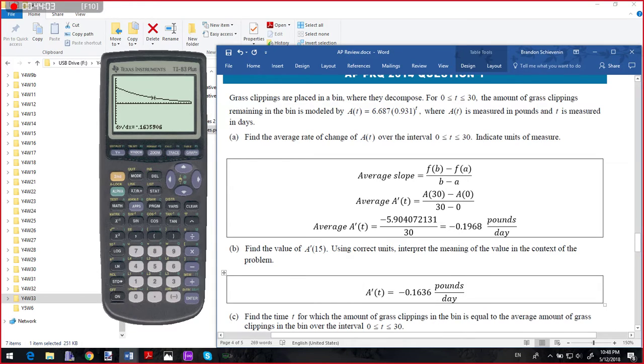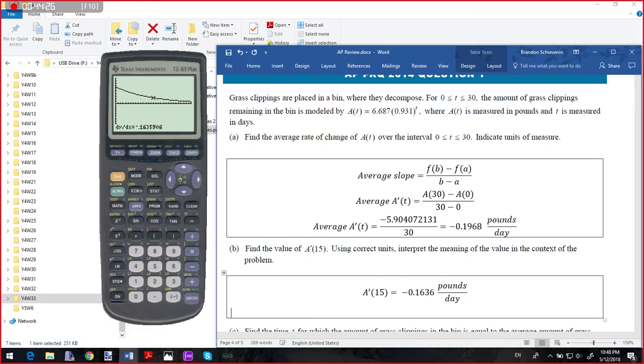So change this t to 15. At time equals 15, we have negative 0.1636 pounds per day. So what's happening to the grass clippings in the bin? So this is actually slope at a single point, so not for all 15 days, but at the exact point at the end of day 15. What's happening on the 15th day?